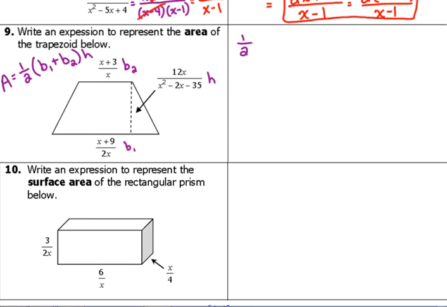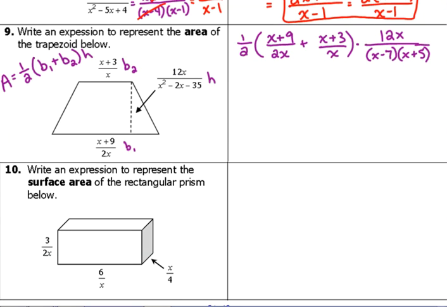We have 1/2 times the base there at the bottom plus the base on the top times the height. I'm going to do myself a favor and go ahead and factor that expression. X minus 7 times x plus 5. All right, negative 7 times 5 is negative 35. Negative 7 plus 5 is negative 2.